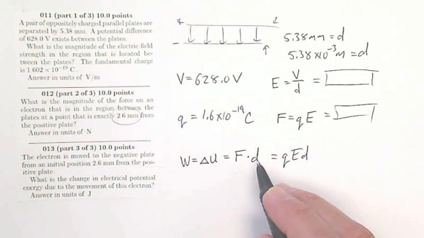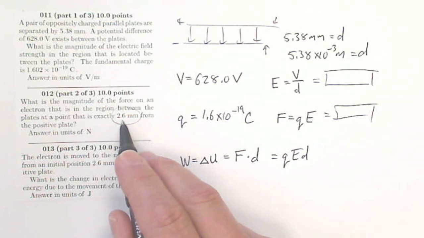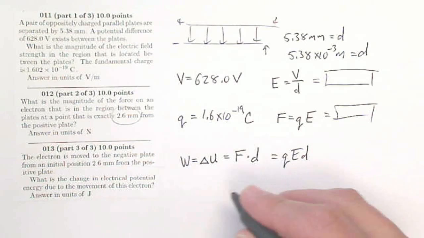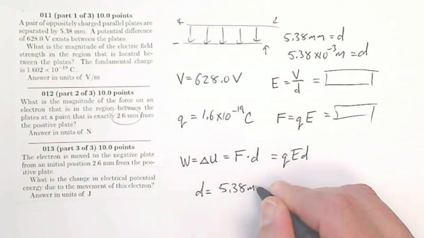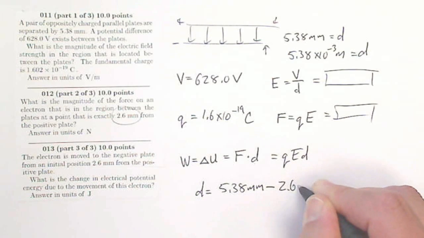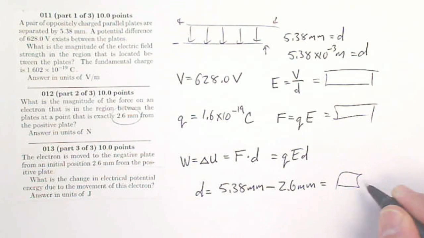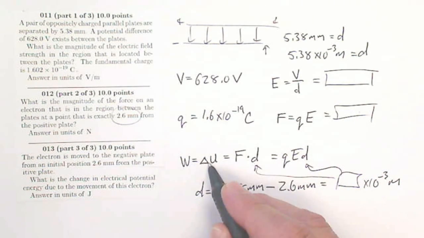So the only tricky part here is figuring out the distance. Well, the total distance is 5.38 millimeters. This is from 2.6 millimeters from the positive plate all the way down to the negative plate. So my distance for me is going to be 5.38 millimeters minus the 2.6 millimeters. And that will give me my number of millimeters. So you could write that as times 10 to the minus 3 meters. And now you've got your distance to plug into QED or to plug into force times distance. So you can take this answer, multiply it by the distance, and get your work done or change in energy.